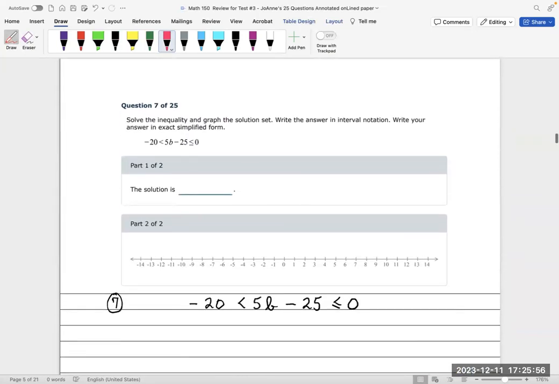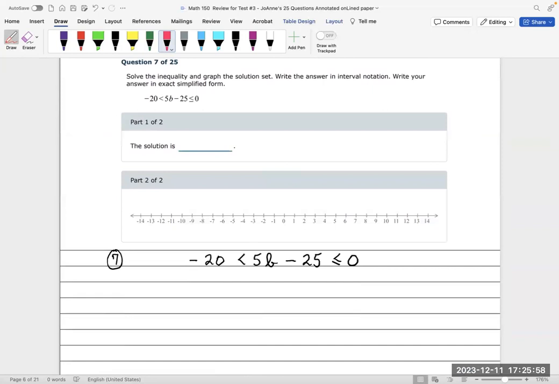Number 7, solve the inequality, graph, write interval notation. This compound inequality, here are my inequality symbols. I need to isolate the b, so the first thing I'm going to do is add or subtract. You could divide first if you wanted to. In this case, it would not be too terrible, but often if you divide first, you end up with fractions for the remainder of your problem.